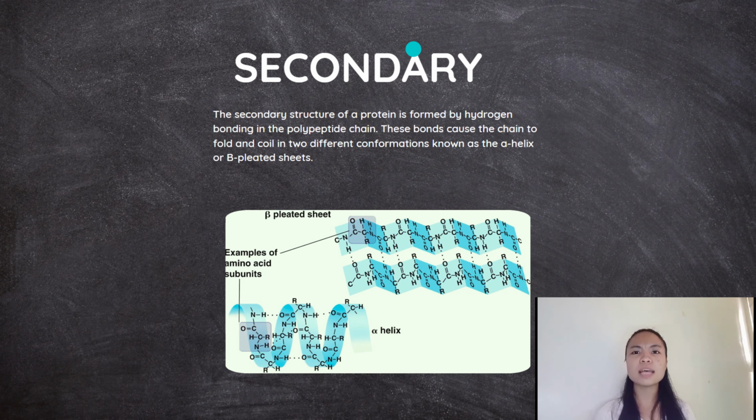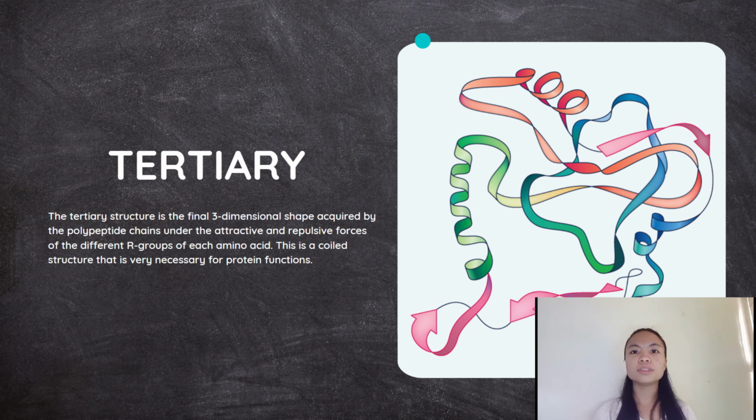Certain amino acids have a propensity to form an alpha helix while others have a propensity to form a beta-pleated sheet. Tertiary. The tertiary structure is the final three-dimensional shape acquired by the polypeptide chain under the attractive and repulsive forces of the different R groups of each amino acid. This structure is very necessary for protein function.